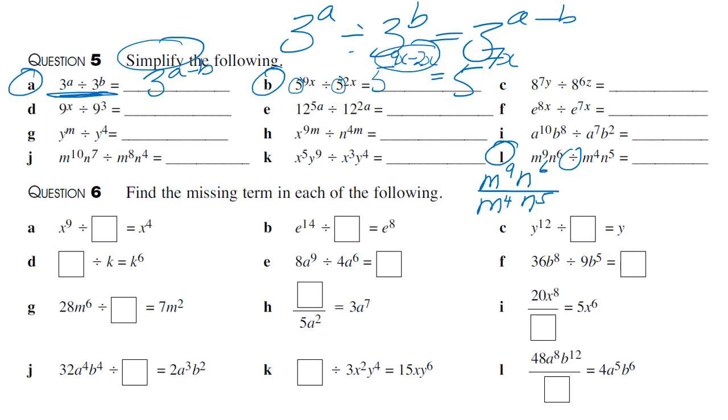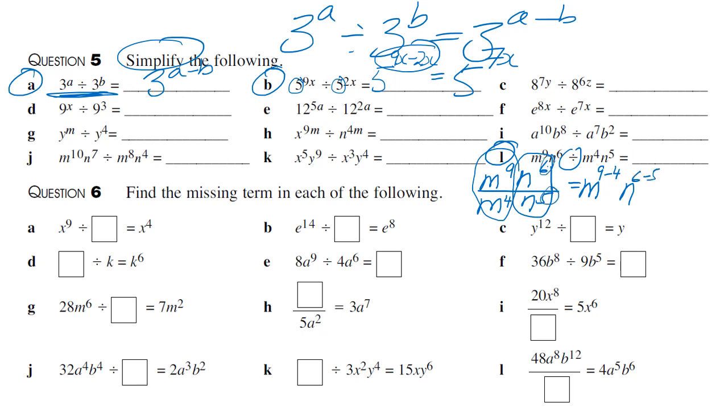Right, now can you see how we can simplify this? Yes, we can. We can simplify it because we can group the similar items together. I've got m to the power of 9 divided by m to the power of 4. So what would that become? That would become m to the power of 9 take away 4. I'm still multiplying by n's. And what would the n become? n to the power of 6 take away 5.